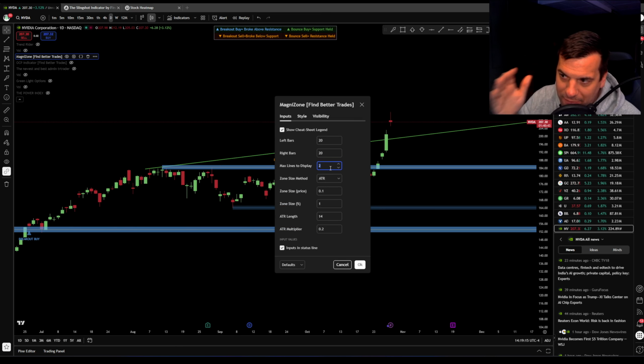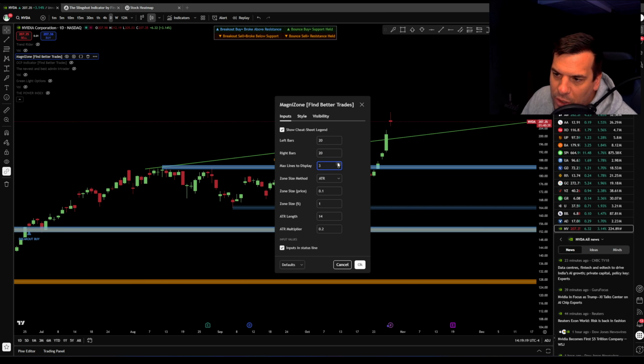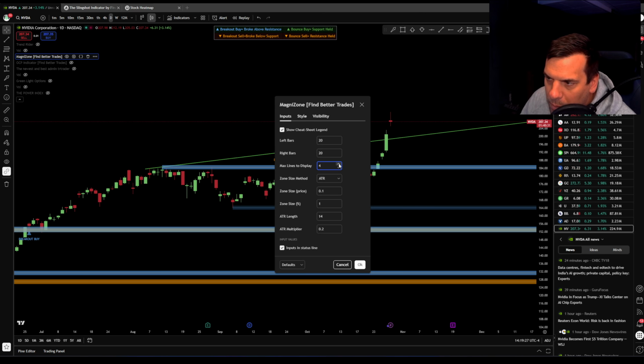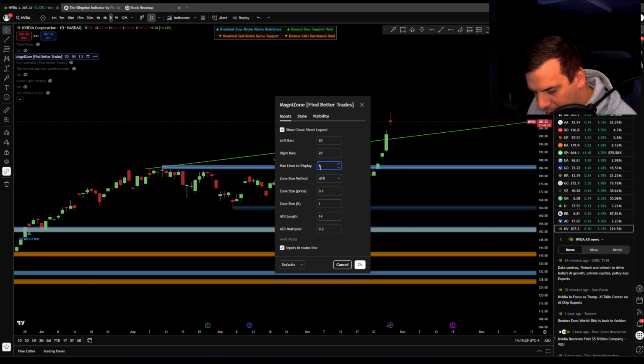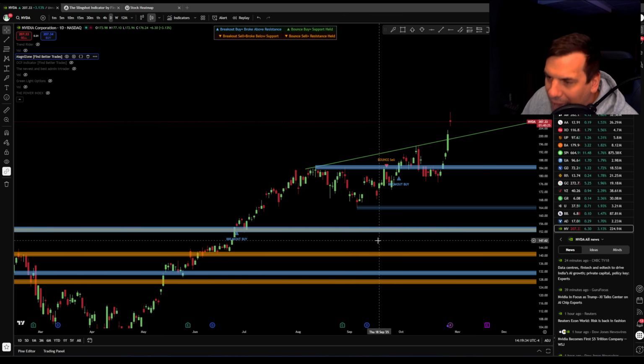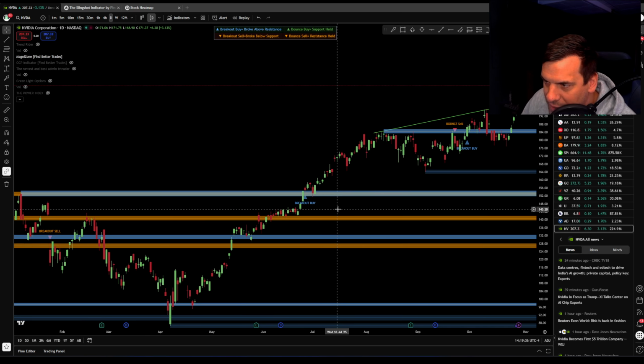And so we have max lines to display. So we're only showing two. So really what that means is that they're the two strongest zones that you'll get. But what I like to do is crank this thing up to maybe 20, and then just go back and look at this right here.